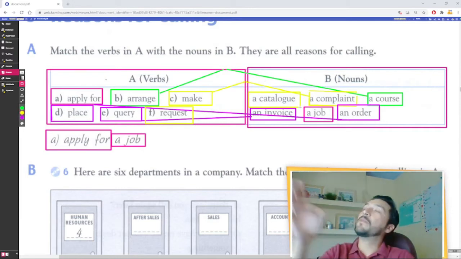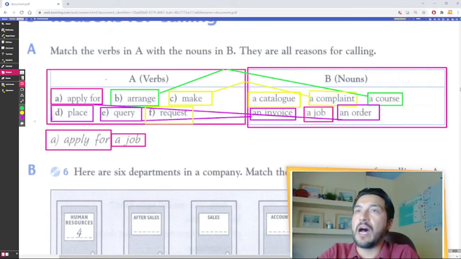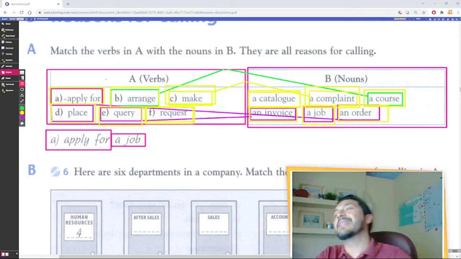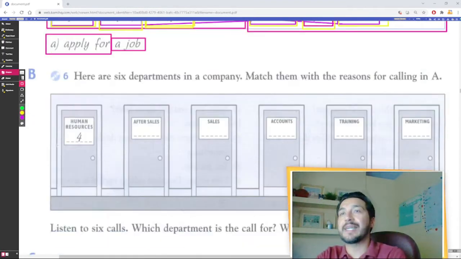Now let's practice the verb with the nouns. Letter A, apply for a job. Arrange a course. Make a complaint. Place an order. Issue an invoice. Request a catalog. Excellent. Now, we're going to use these verbs and these nouns for Exercise B.